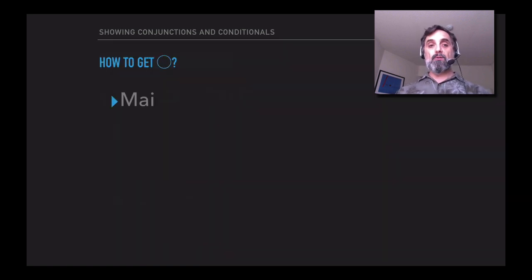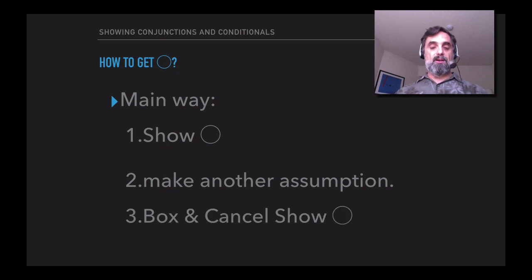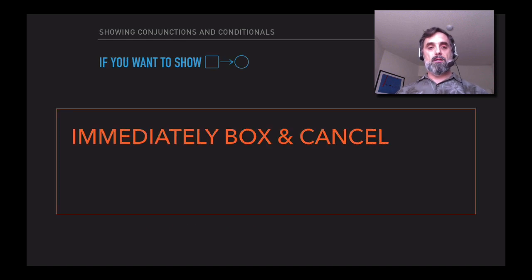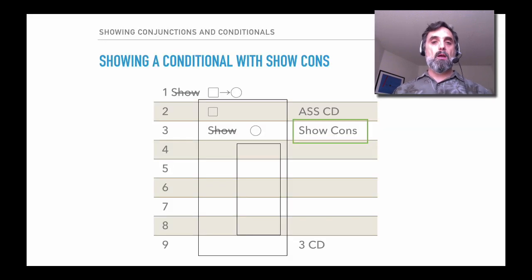Well, we now have a new main way, namely this show cons approach. We would say show circle, we would make another assumption if we can, and then eventually we would box and cancel show circle. Having done that, we can then cancel the initial show line because now we got its consequent. And so what that looks like is, if you want to show box, arrow, circle, the key thing here is immediately box and cancel box, arrow, circle once you get circle, right? As soon as you complete that subderivation, you would use circle to box and cancel the whole thing, since that's your ultimate goal.